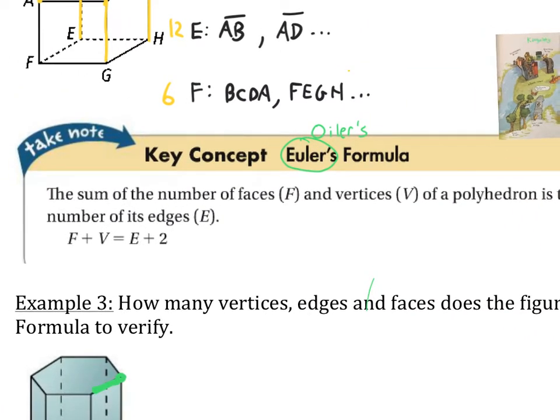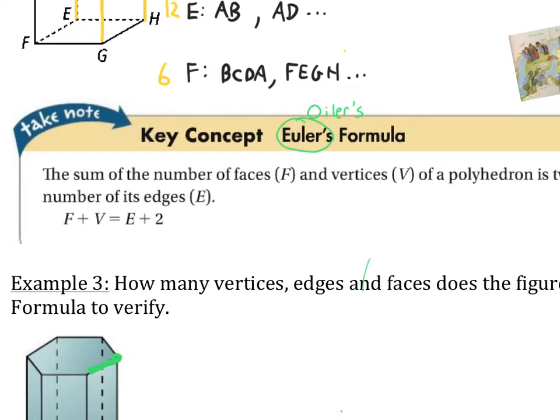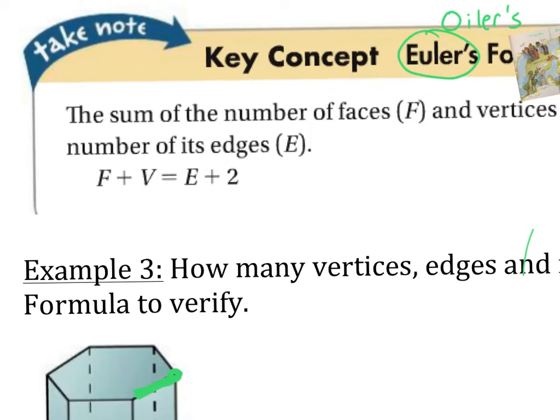And it's all related. And one of the most simple concepts of it is that when you have a three-dimensional object, it has to be in this relationship: the number of faces you have, the number of vertices, and the number of edges. And it always looks like this. So faces plus vertices equals the edges plus 2.